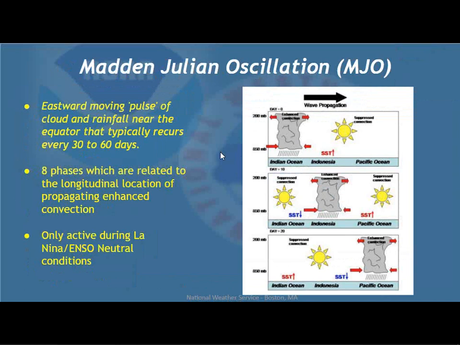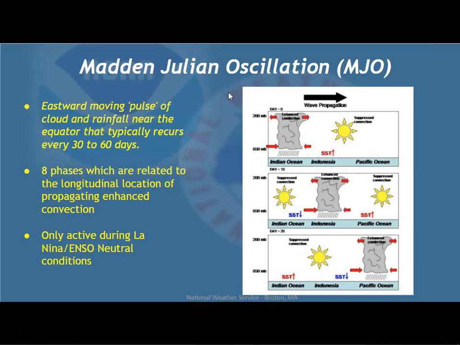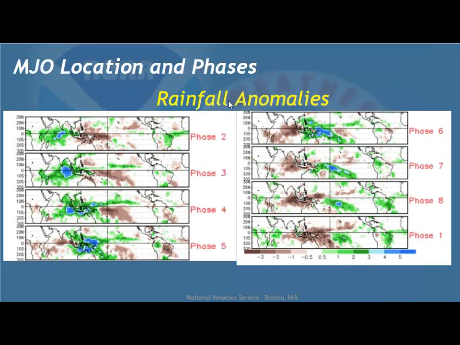So what the MJO is, it's an eastward moving pulse of showers and thunderstorms near the equator that spins up over the Indian Ocean and moves eastward to the Western Pacific Ocean before fizzling out, and then almost magically it pops back up in the Indian Ocean again. This kind of cycle recurs every 30 to 60 days. And this moving pulse of showers and thunderstorms is followed by suppressed convection, and it can tend to have impacts on weather across the globe and also in the United States.